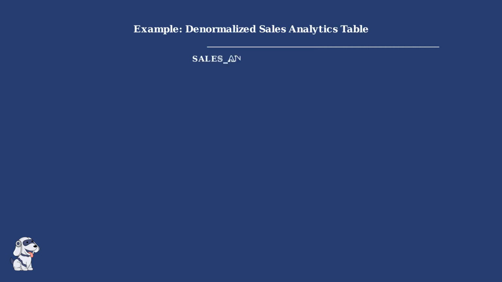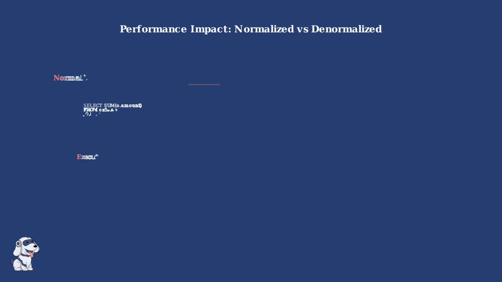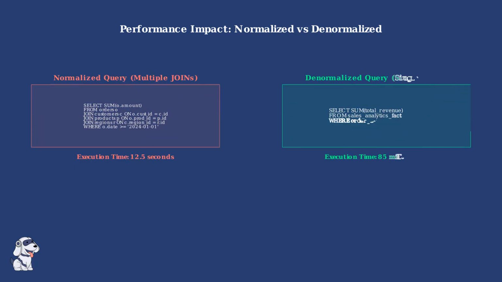Let's examine a concrete example of denormalized analytics tables. Consider a sales analytics system that needs to support real-time dashboards. Instead of joining multiple normalized tables, we create a comprehensive sales fact table that includes all necessary dimensions and pre-calculated metrics. The performance benefits of denormalization in analytics are dramatic.